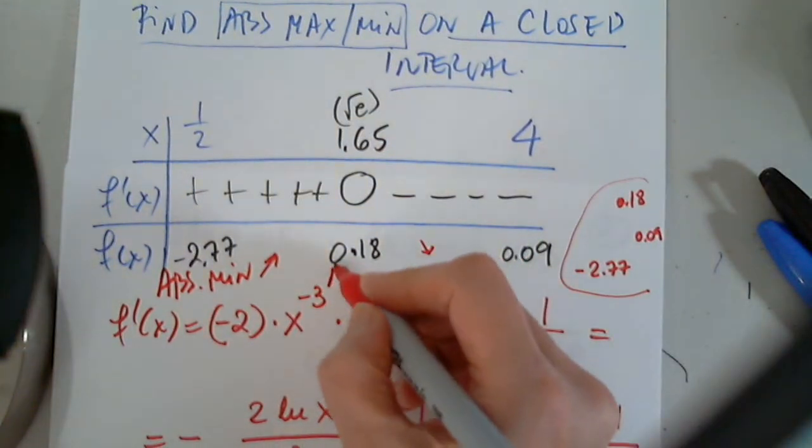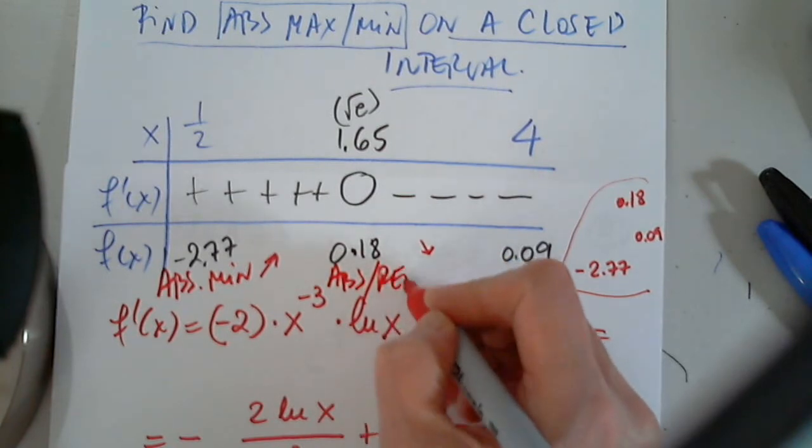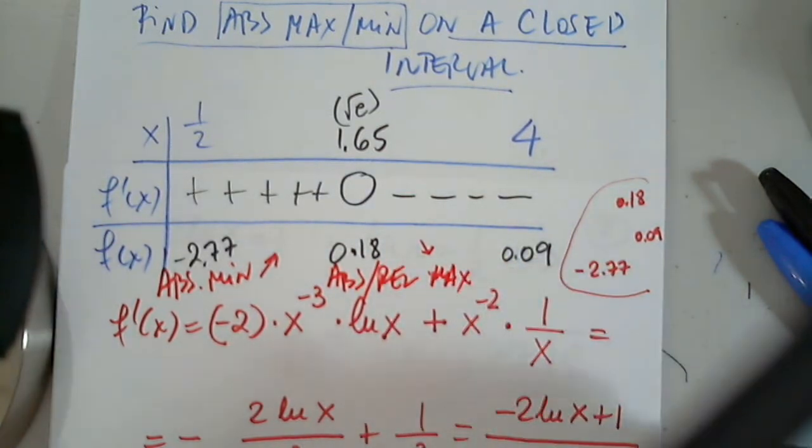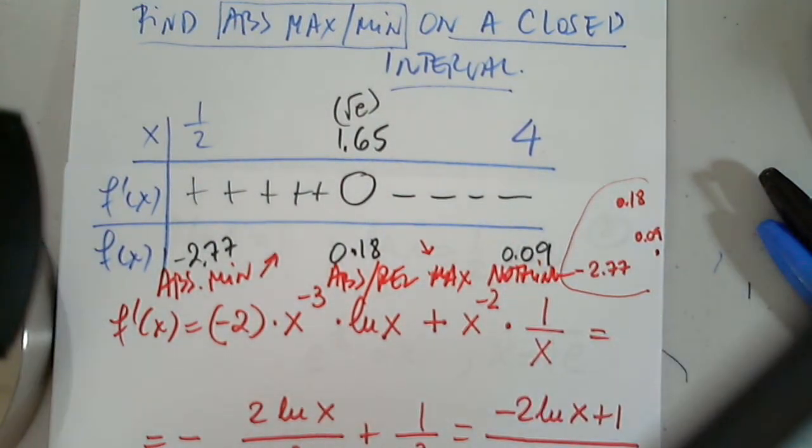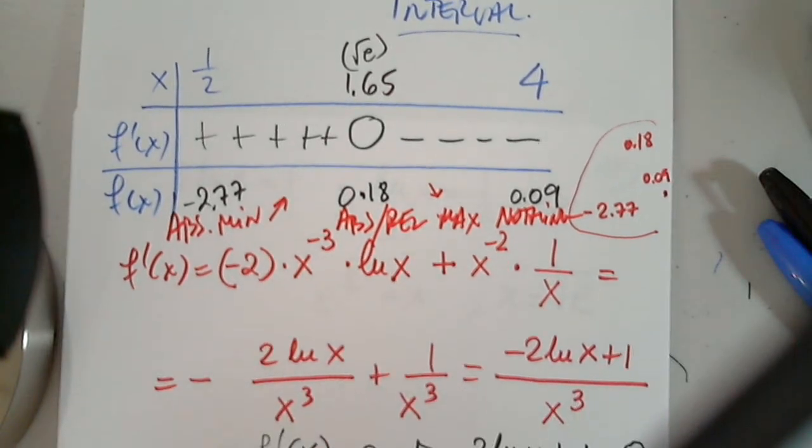Absolute and relative max. Brilliant. What is this point? Nothing. Excellent. That's how we study a function on a closed interval.